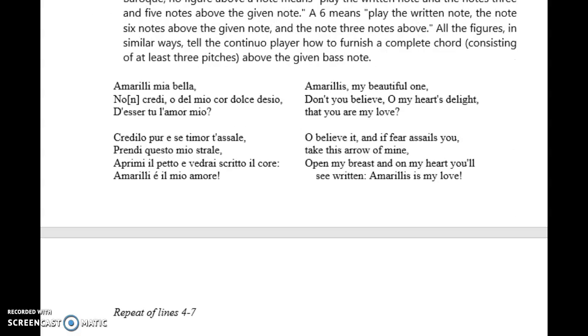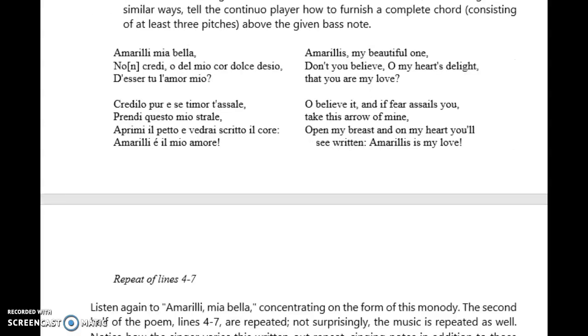Amarilli mia bella, non credi o del mio cor dolce desio, d'esser tu l'amor mio. Credilo pur, e se timor t'assale, prendi questo mio strale, aprimi il petto e vedrai scritto il core: Amarilli è il mio amore.